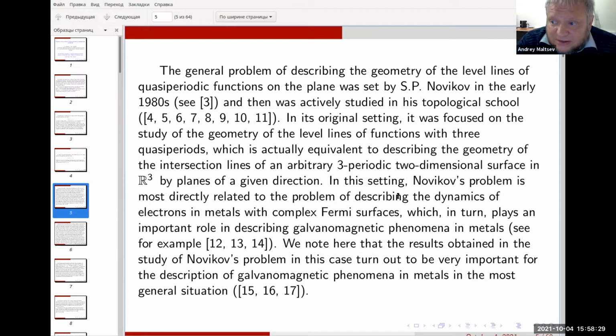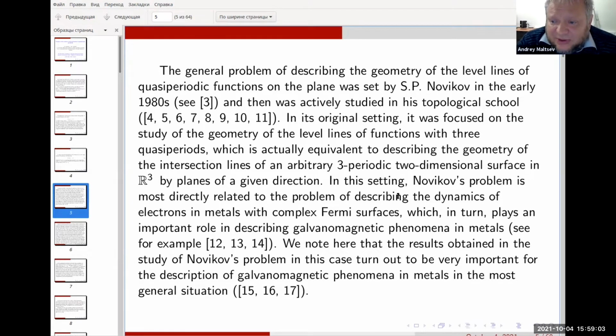Actually, this problem is rather complicated, and its study depends on the number of quasi-periods of the quasi-periodic potential. Even intuitively, it is understandable that a function with 3 quasi-periods, that is, the restriction of a 3-periodic function on the plane, is simpler than the restriction of a 4-periodic function, a 5-periodic function, and so on.